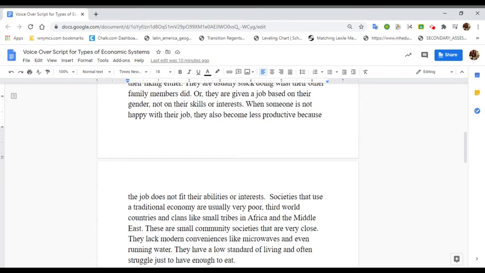Societies that use a traditional economy are usually very poor, third world countries and clans like small tribes in Africa and the Middle East. These are small community societies that are very close. They lack modern conveniences like microwaves and even running water. They have a low standard of living and often struggle just to have enough to eat.